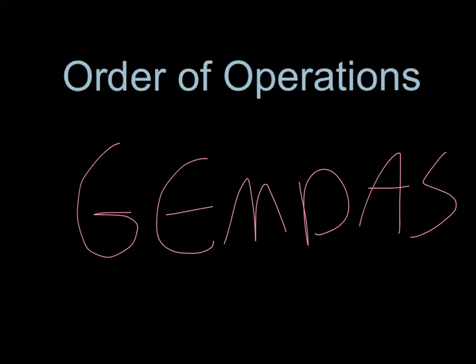I changed one simple letter. I changed from a P to a G at the beginning. I did that because instead of saying just parentheses, I'm saying all grouping symbols. So you might be thinking, what else is there other than parentheses? In our grouping symbols, we have things like brackets and fraction bars as well.